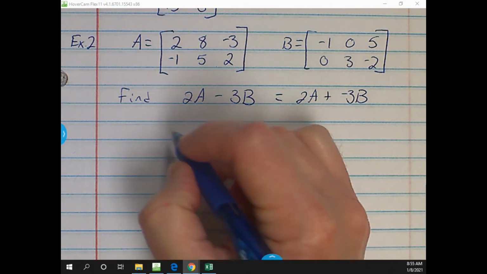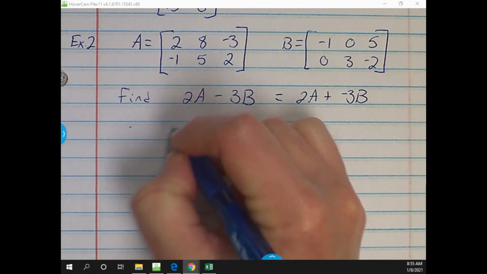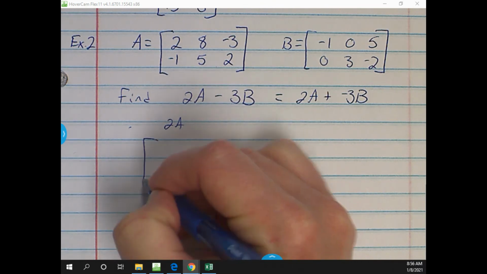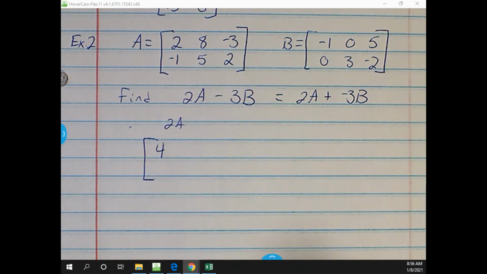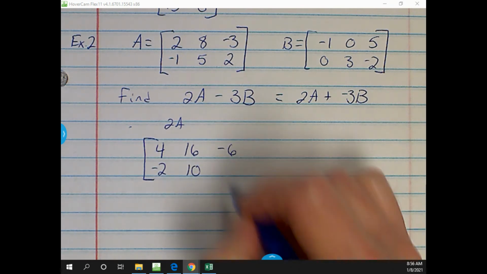So first thing is, let's do 2A. We'll take matrix A and multiply everything by 2. So that's 4, 16, -6, -2, 10, and 4.